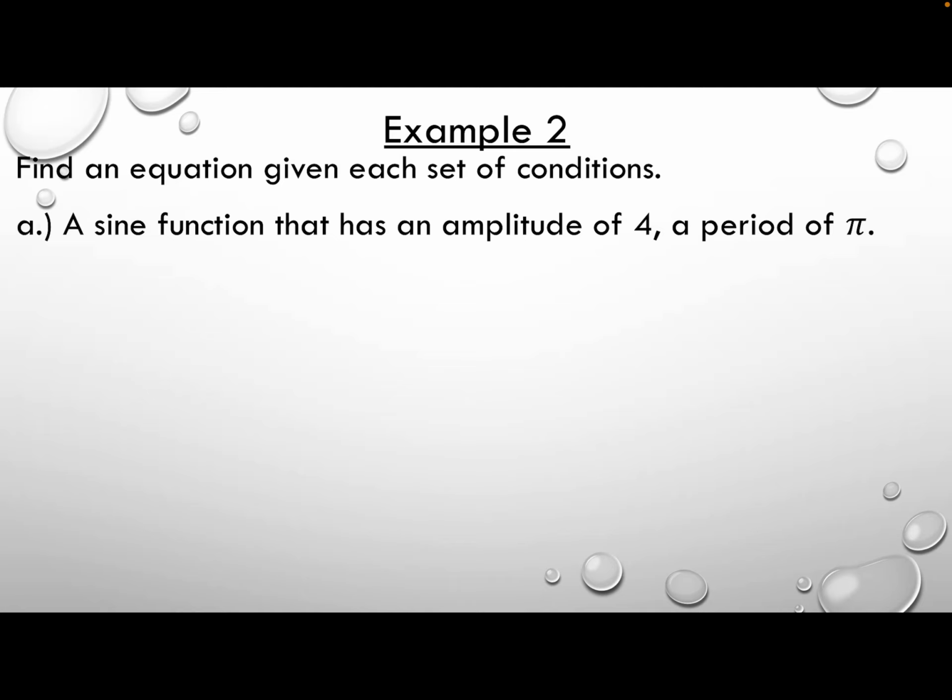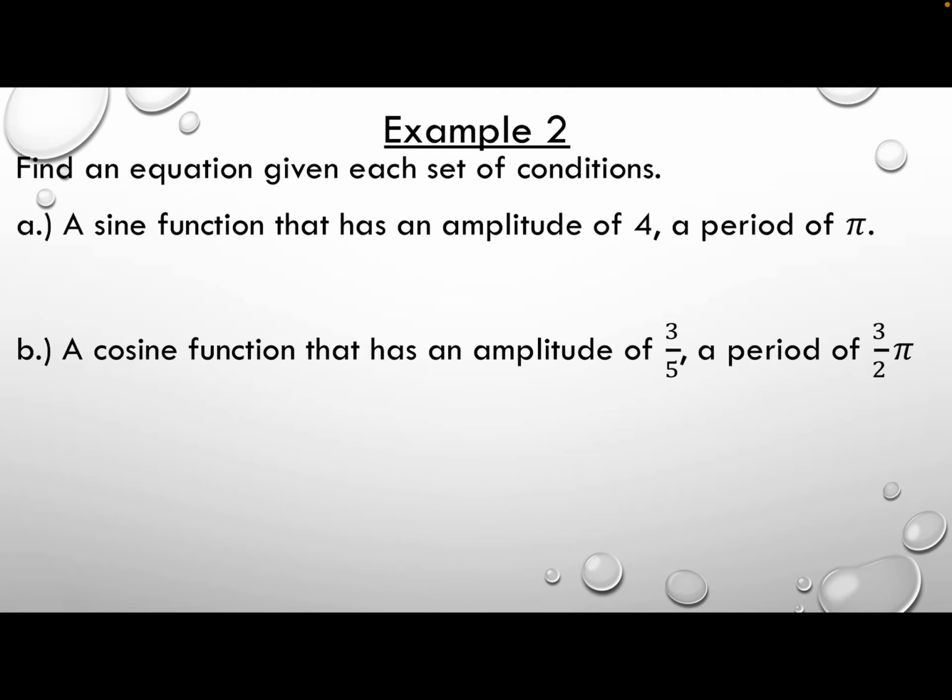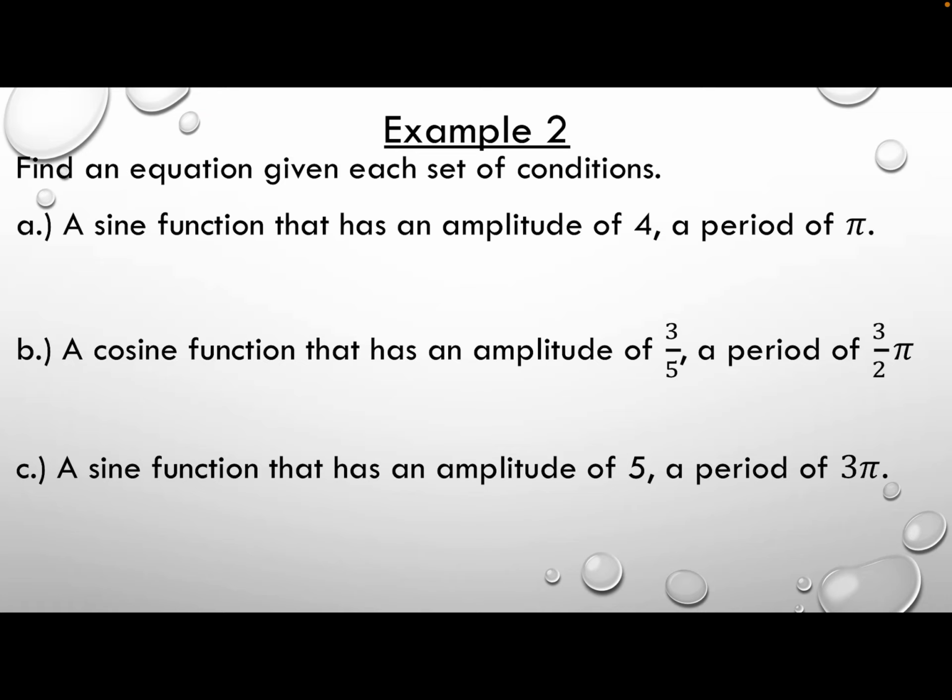So part A, a sine function that has an amplitude of 4, a period of pi. Okay, so we've actually done this before, where we were given amplitude and period and then tasked with writing out an equation. Let me do B only, because B with the fractions is probably the trickiest of these three. So let me do B, and then A and C you can do on your own.